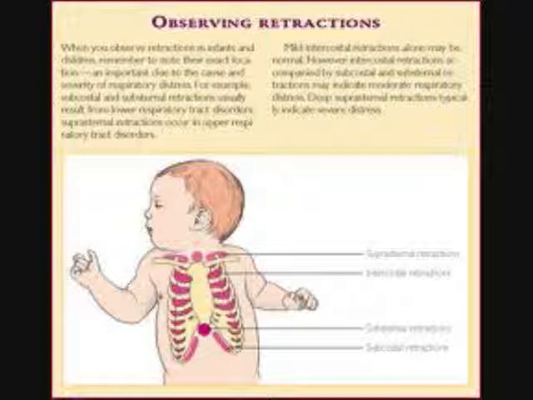After observing the child's respiratory rate and rhythm, you will then observe the child for retractions. This illustration demonstrates suprasternal retractions, intercostal retractions, substernal retractions, and subcostal retractions. The depth and location of retractions is associated with the severity of respiratory distress in children.